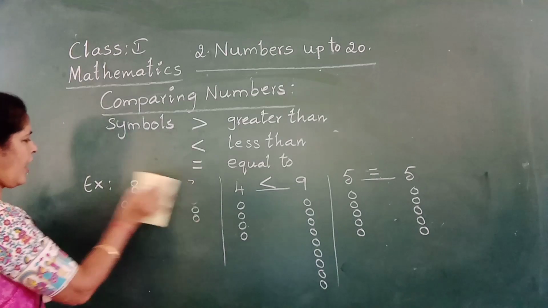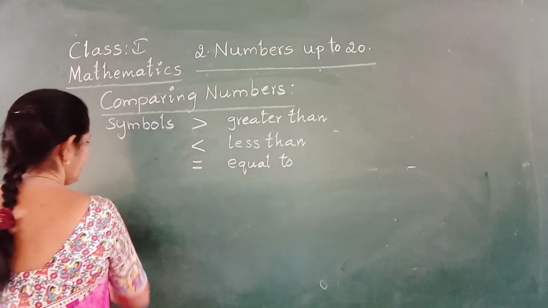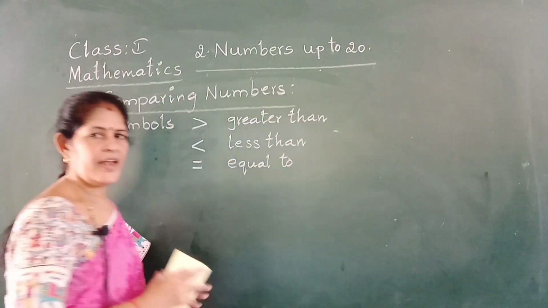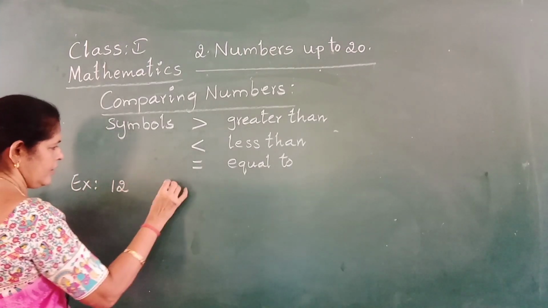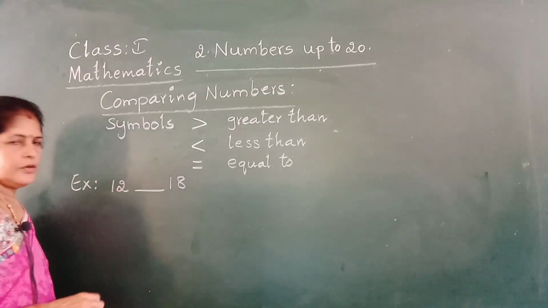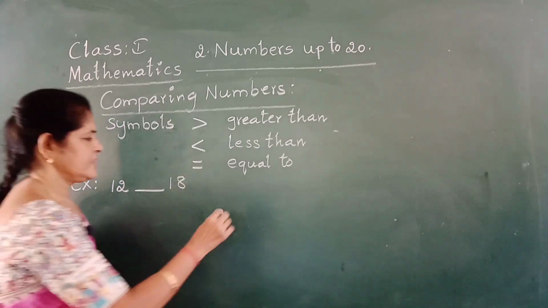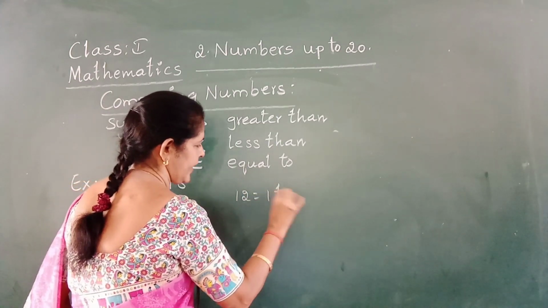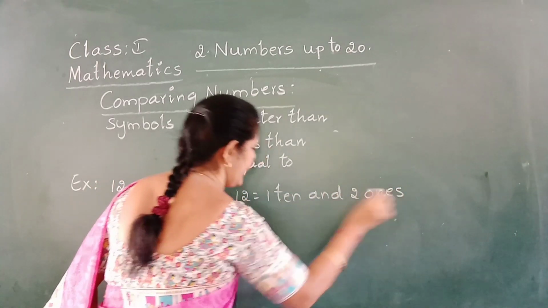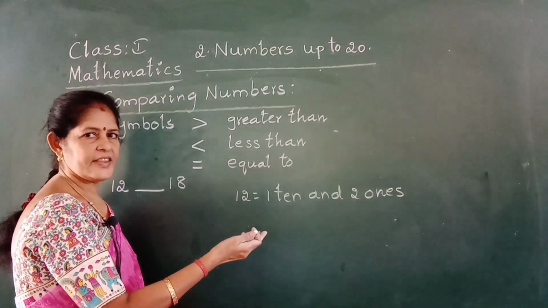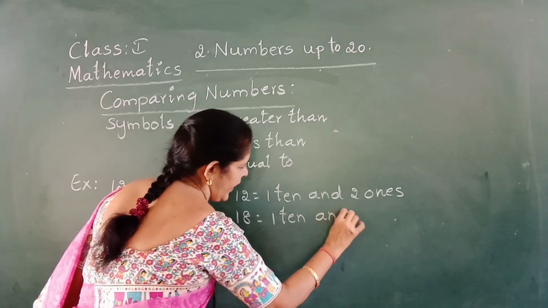Okay. Now I will show you examples for two digit numbers, how we are going to put the correct symbol in between the given two-digit numbers. 12 and 18. Which symbol are we going to keep here? See, 12 means 1 ten and 2 ones. Already we learned this place value. 18 means 1 ten and 8 ones.